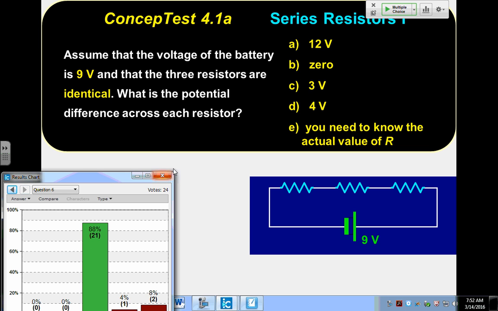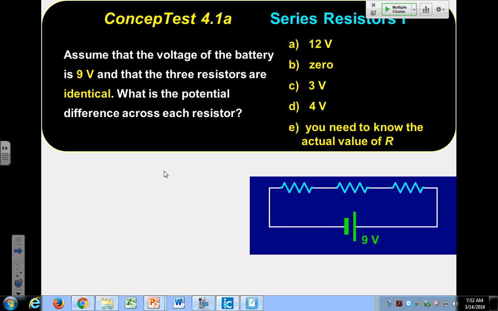Okay, awesome. C is right, 3 volts. Because I have identical resistors, they split that voltage evenly.